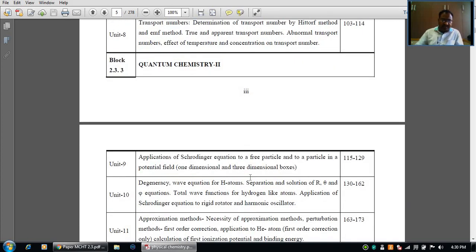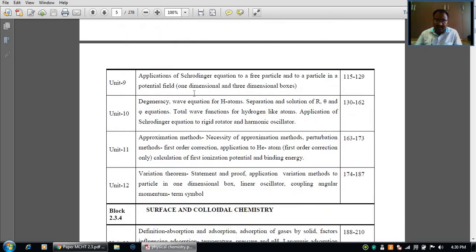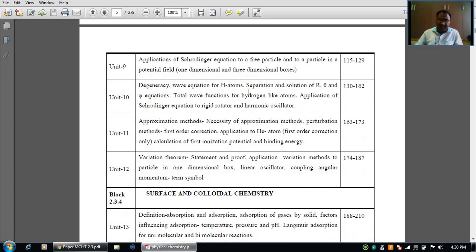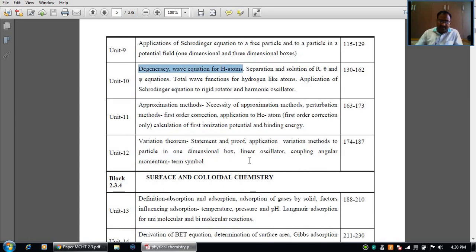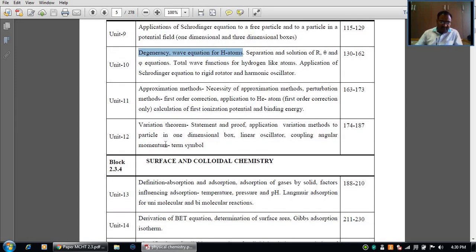In the quantum chemistry part, they ask the degeneracy and wave functions of hydrogen atoms. The expected 2 more questions are from this unit 12, the linear oscillator.